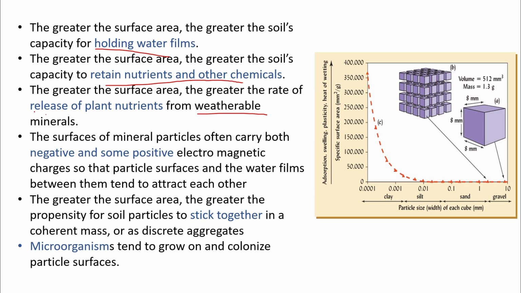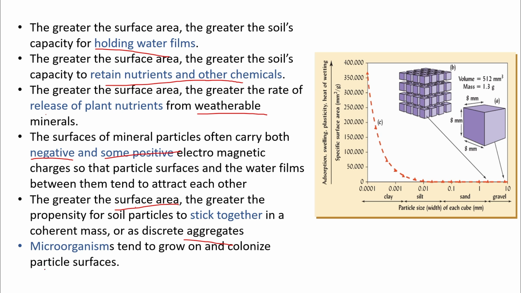So they release plant nutrients from weatherable minerals easily when they have high specific area. The surface of mineral particles often carries both negative and some positive electromagnetic charges, so that the particle surface and water films between them tend to attract each other. When size decreases, the negative and positive charge also increase, so with that charge they attract particles together. Greater the surface area, greater the propensity of the soil particles to stick together in a coherent mass or as discrete aggregates. So when surface area increases, the stickiness or the formation of aggregates will increase.